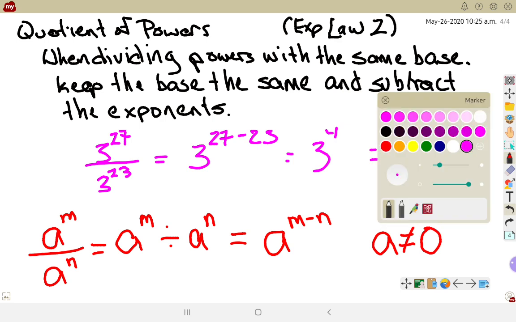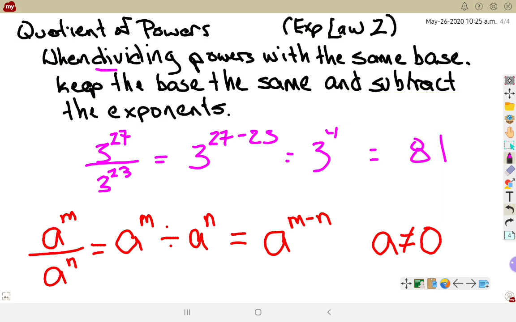Okay, so again, key words from this one. When dividing powers with the same base, and we have to make sure that the base is the same, we get to keep the base as it is and subtract the exponents.